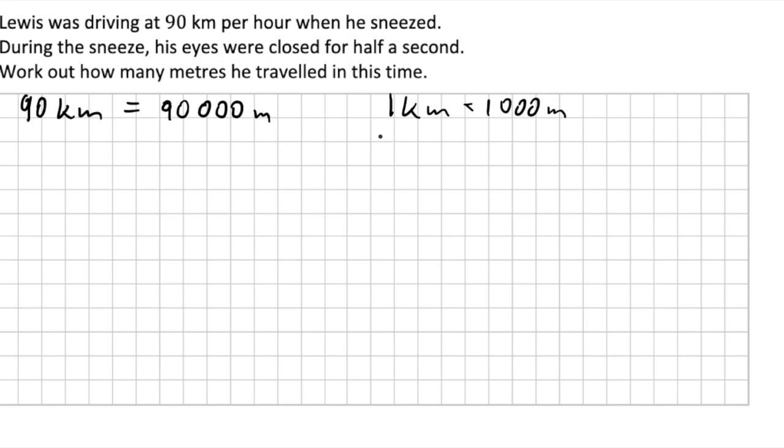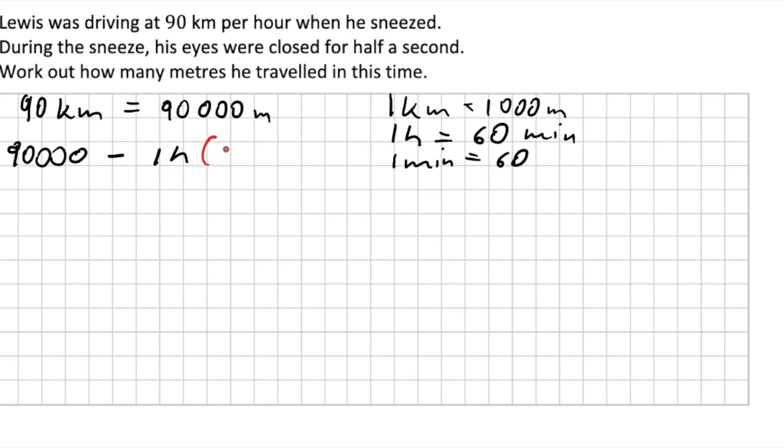Another 2 useful conversions for this problem are the following. 1 hour is equal to 60 minutes, and 1 minute is equal to 60 seconds. Okay, so let's start counting. 90,000 meters he travels in 60 minutes, in 1 hour. So we can convert 1 hour into 60 minutes.